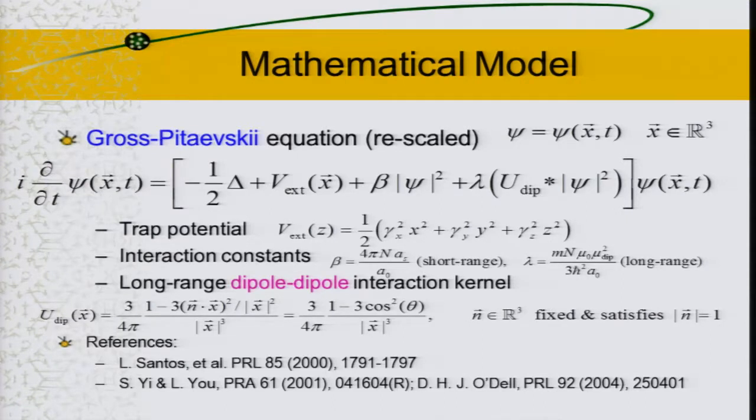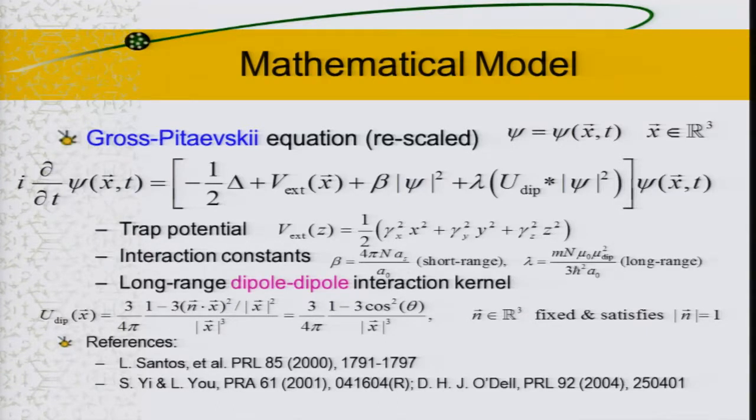So here, psi is a complex-valued wave function for basically the whole condensate. And the potential V is chosen as a harmonic potential with gamma_x, gamma_y, gamma_z constants, the frequency rates in different directions. And here, a constant beta is the so-called short-range interaction constant. Here, N is the number of particles in the system. And this lambda is the so-called long-range interaction constant.